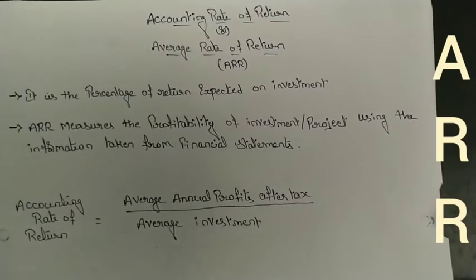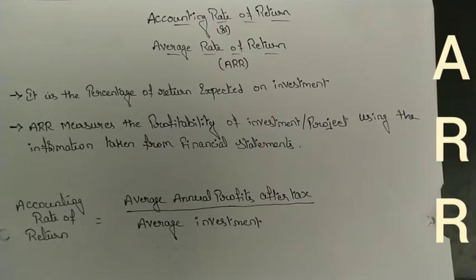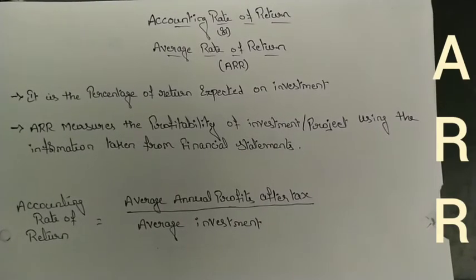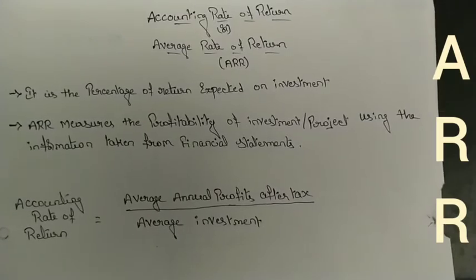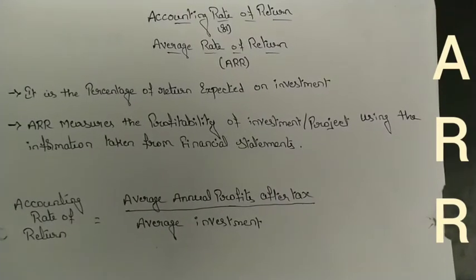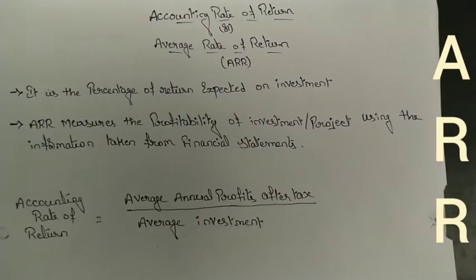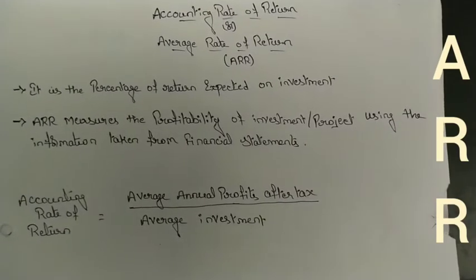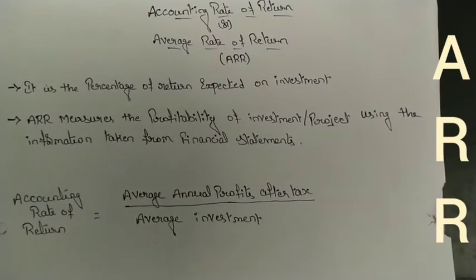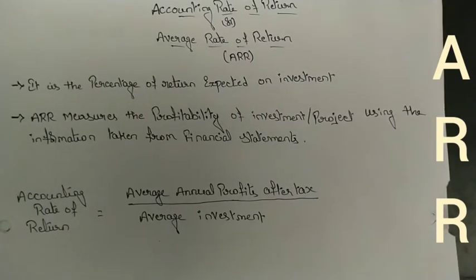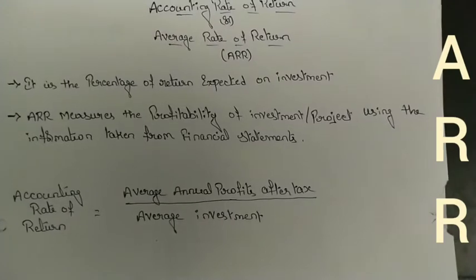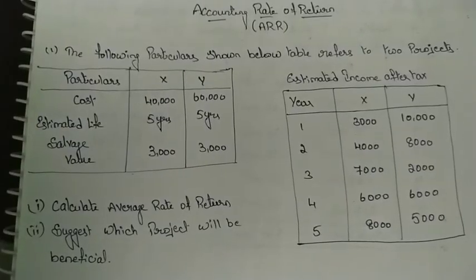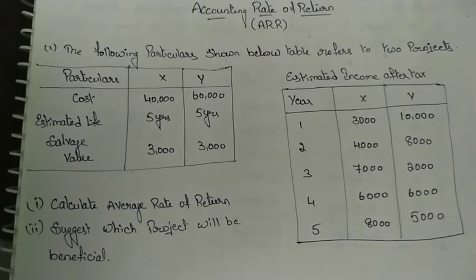How do we go about measuring the profitability? By using the information taken from the financial statements. From the financial statements prepared by the company, we calculate the accounting rate of return. In this calculation we use only accounting information, no other information. The formula used for calculation of accounting rate of return is average annual profits after tax divided by average investment. Let's explain the calculation of accounting rate of return with an example.